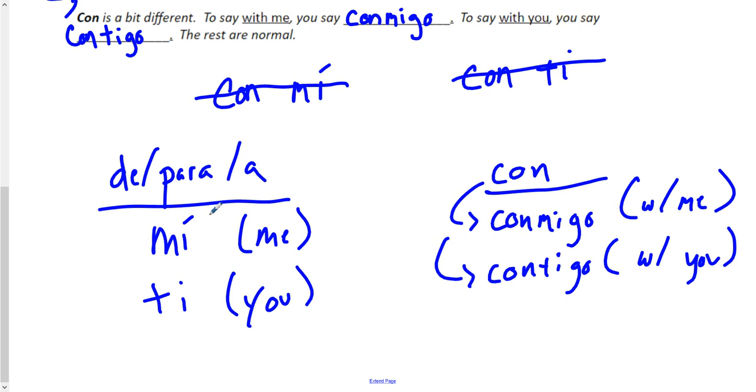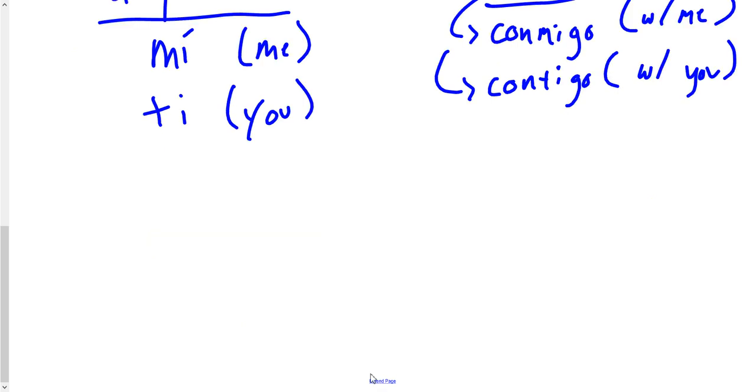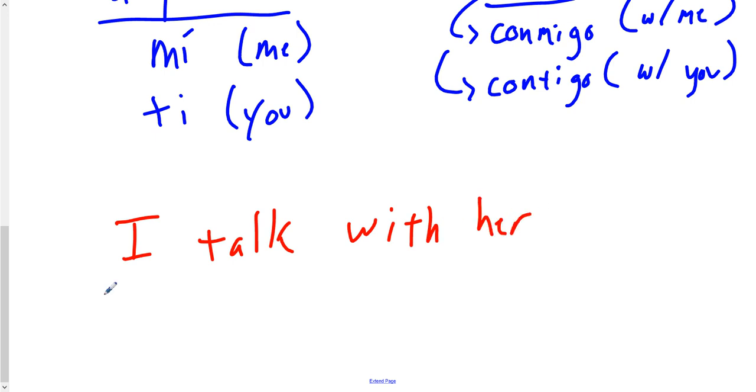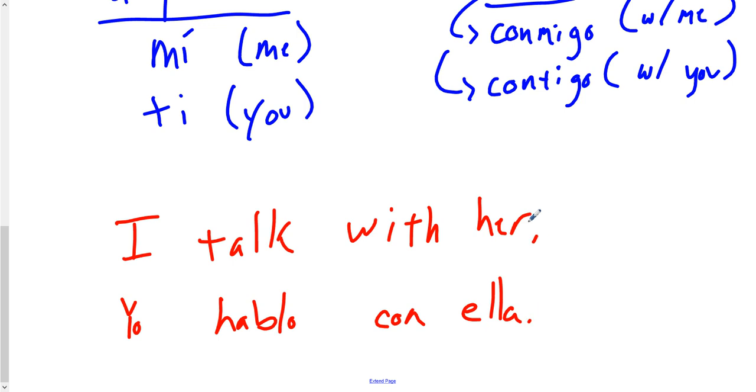So if you were translating the sentence, I talk with her. You were given the sentence, I talk with her. And you're like, Miss Gaze, what's the word for her? Well, you know the word for her. It's the same as the word for she. Yo hablo con, same word you would have used for she, ella. Don't let the fact the English word is different throw you off.